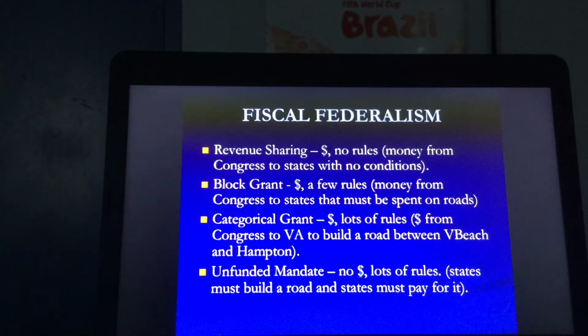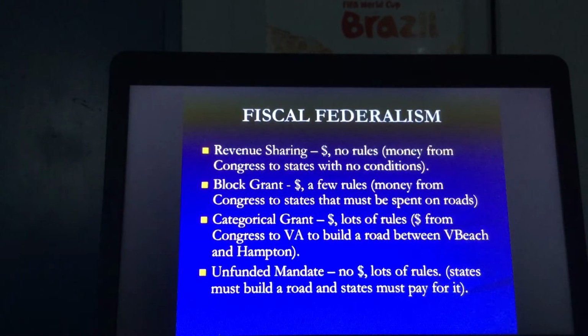Okay, this is how Congress and the states relate to each other through money. Up top, you've got revenue sharing. And revenue sharing would be if Congress were to say to Virginia, here's $10 million. You, Virginia, know what you need more than we do. You can do whatever you want with it. Here's the money. Improve your state. Pretty good deal for the states.